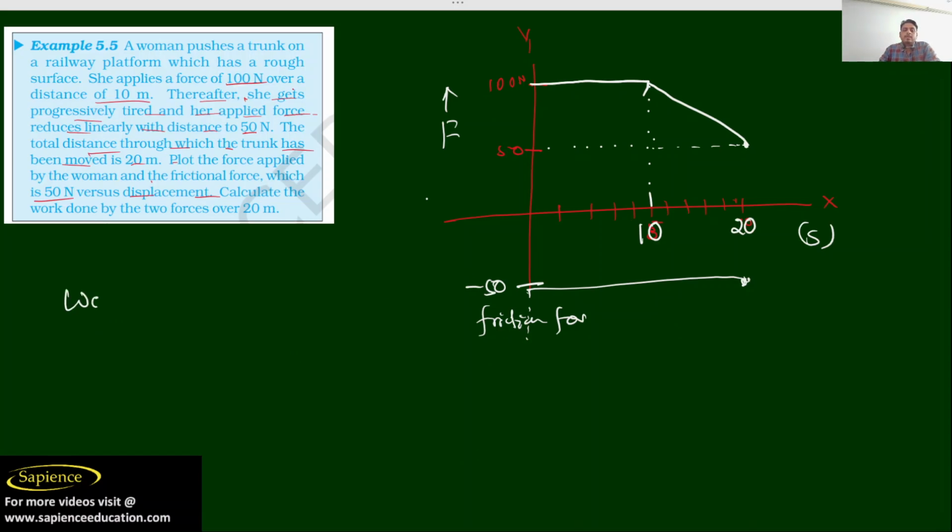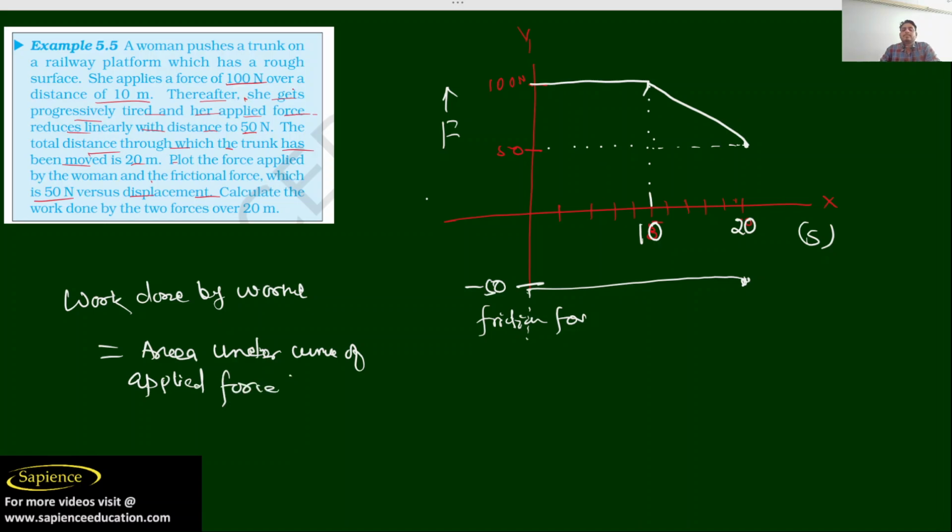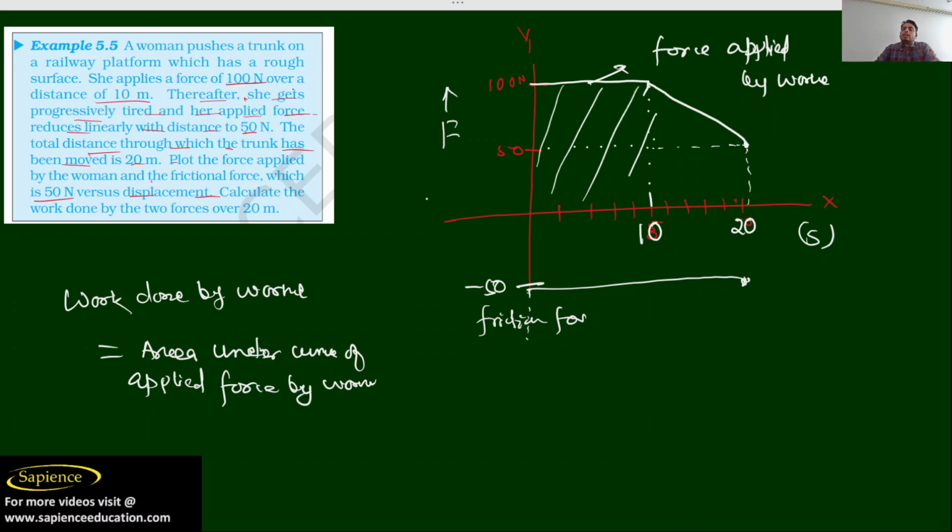If we want to find the work done by the woman, it can be written as the area under the curve of the applied force. So this is the force applied by the woman, right? So work done will be this area. And if you want to find this area, how will I find it?